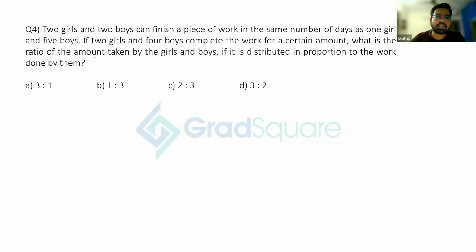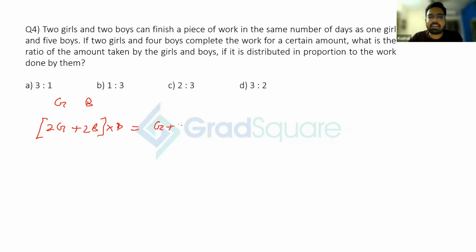Okay, so let's have a look at this. Two girls and two boys can finish a piece of work in the same number of days. Let's say a girl is doing G units per day and a boy is doing B units per day. They're saying two girls and two boys can finish a piece of work in the same number of days as one girl and five boys. So let me say that the number of days is D. That will give me the total unit of work.